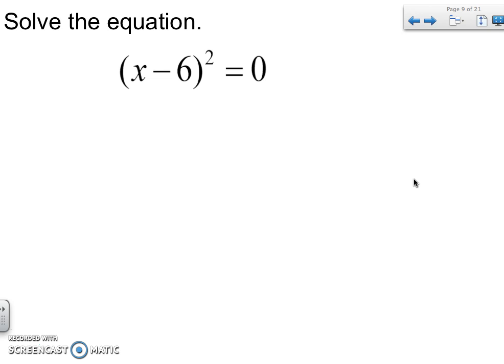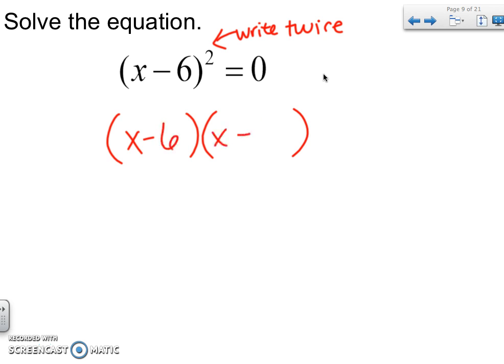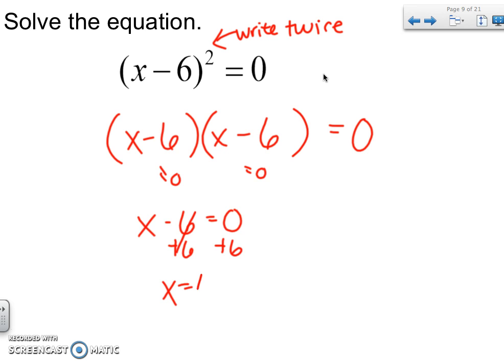Alright, this one looks different because it's got a squared term, obviously. This squared term, we know, just means write it twice. So I can turn this problem into something I know how to do. So this is the same as x minus 6 times x minus 6 equals 0. Okay. So again, notice when I set each of them equal to 0, I'm going to get the same equation. I'm going to get x minus 6 equals 0. So if I were to add 6 to both sides, I would get x equals 6.